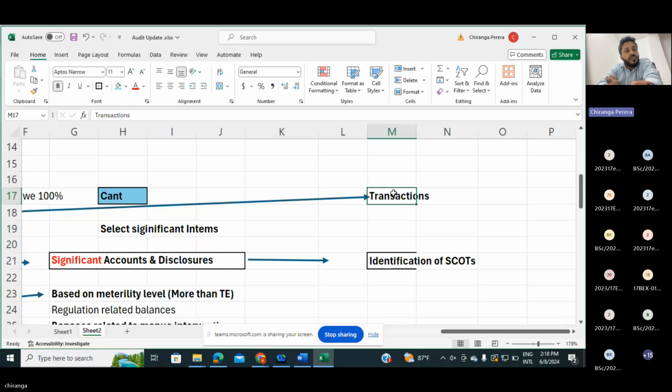So how can we identify significant transactions? There's a difficulty, right? So what do we have to do then? If we have millions of items to take a decision, what do we have to do? Select a sample. Select a sample.